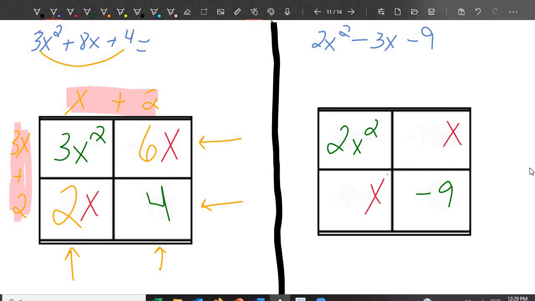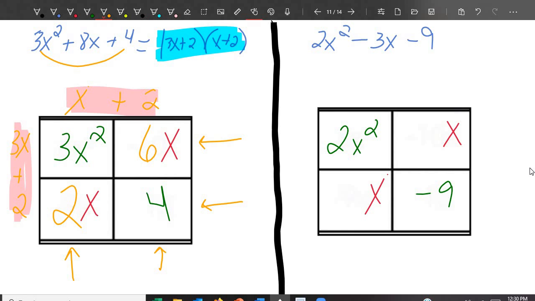So this factors into 3x plus 2 and x plus 2. So this is my answer. It's exactly the same as the other two problems. It's just a different way to do it.